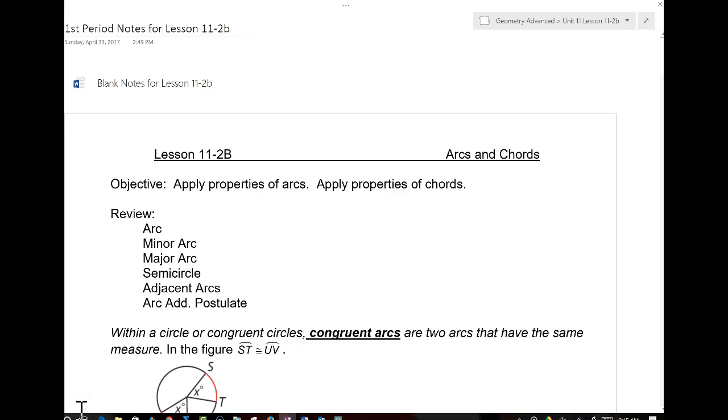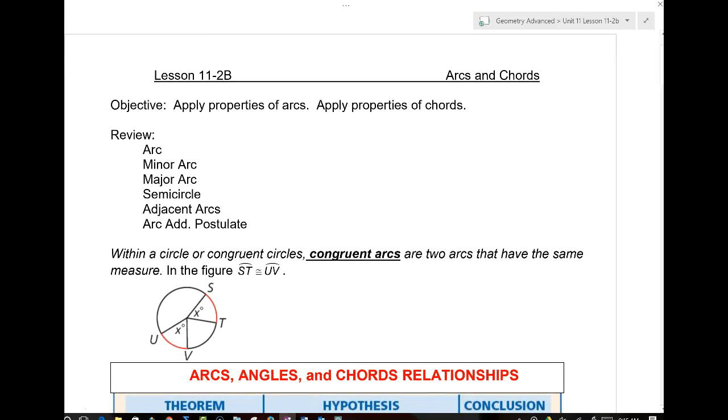Just a quick one-word summary, maybe a picture or a diagram of the review stuff, okay? So I want to know what's an arc, a minor arc, major arc, semicircle, adjacent arcs, arc addition postulate. Notice I put in the congruent arcs because that's very important for what we did today. But just quickly, jot something down for yourself personally to make sure that you really know this from the notes we took yesterday.